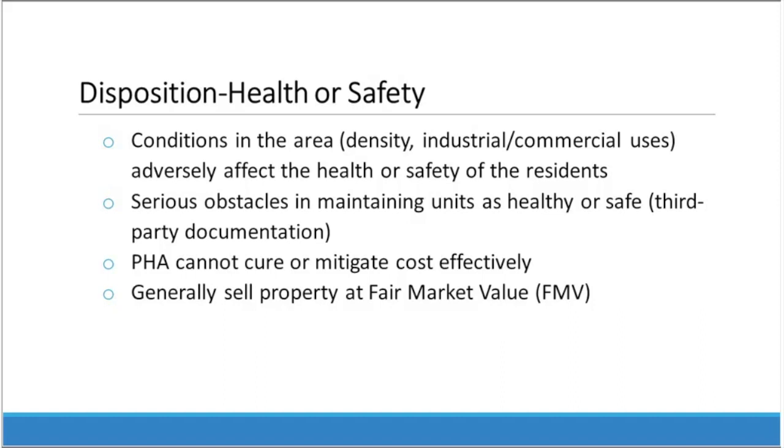Generally, when that happens, you'd be selling the property at fair market value to a buyer. Calculating fair market value might be a little tricky given what the adverse conditions are, but it's typically a fair market value because you're not looking to continue the use of that property as low-income housing, which is the standard practice when you sell it for less than fair market value.